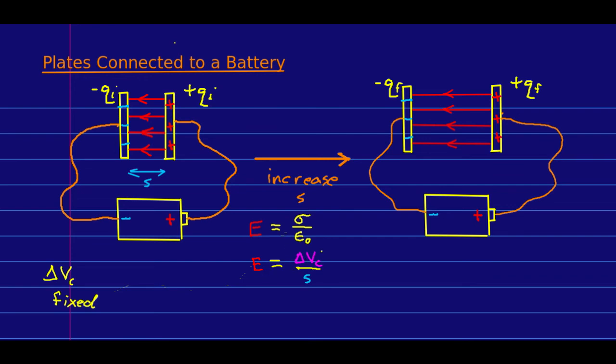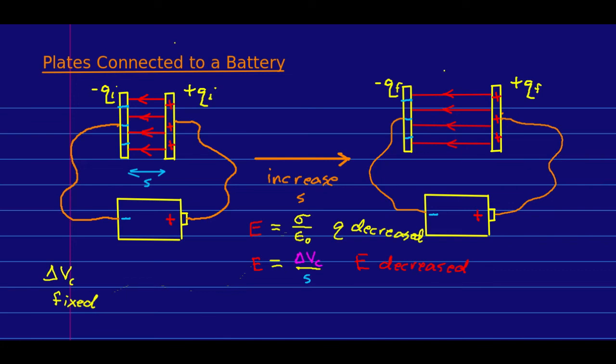We know that the potential difference is fixed, but we've just increased S. And so, since the potential difference is fixed and S increased, the electric field strength must have decreased. Well, we know that the electric field strength is proportional to the charge density, and if the charge density decreased, then the charge must have decreased. Note what that means happened. It means that as we pulled the plates apart, charge flowed back off of the plates through the battery, which means we must have lost some potential energy that we had stored in the capacitor.